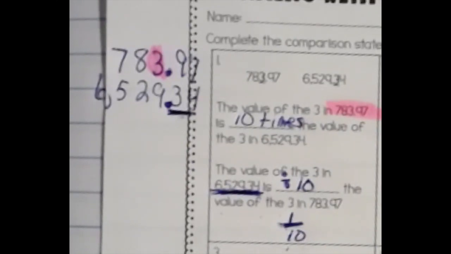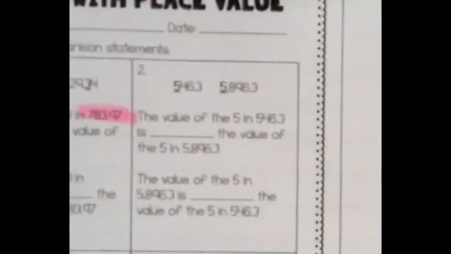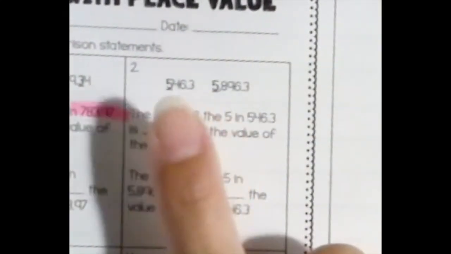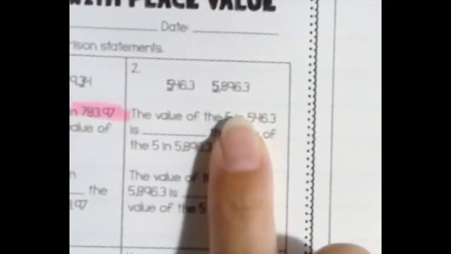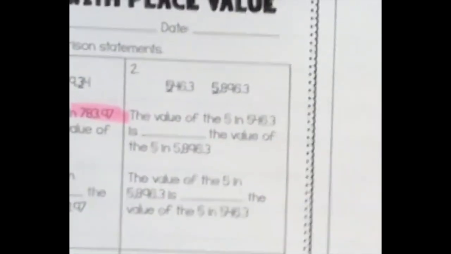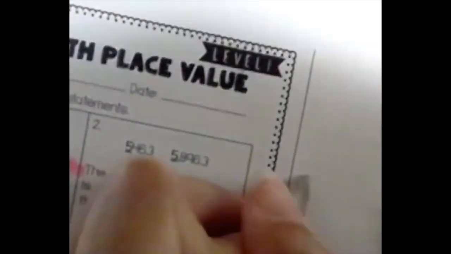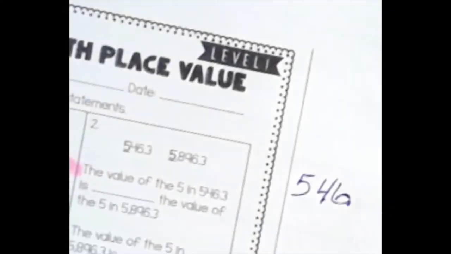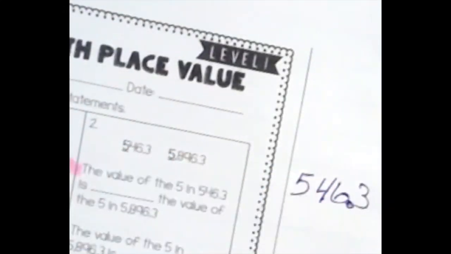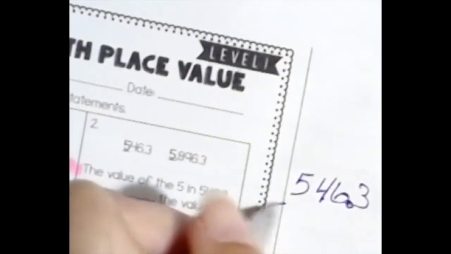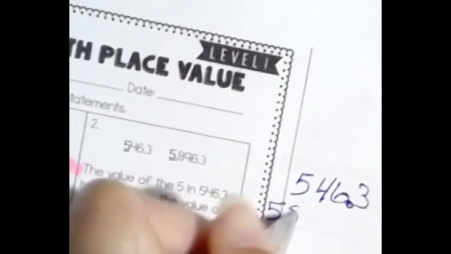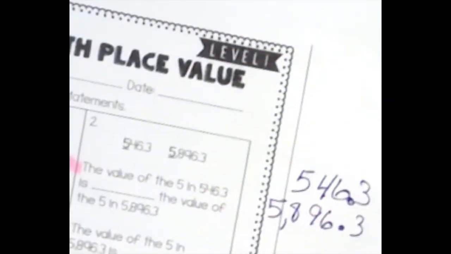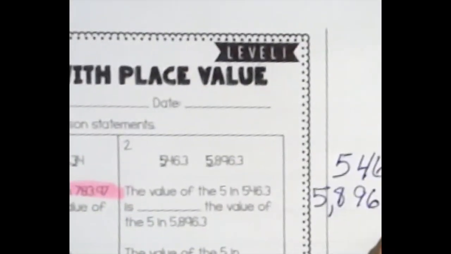All right, let's do one more. This time we're comparing 5s. But what's the first thing we need to do when we want to compare the values of 2 digits? We want to line them up. So scoot over to the right, 546 and 3/10, 5,896 and 3/10. See how my places are all lined up.